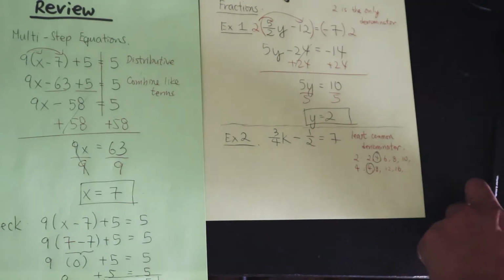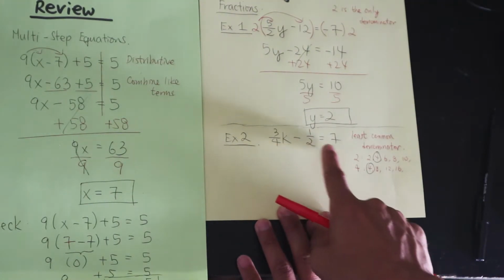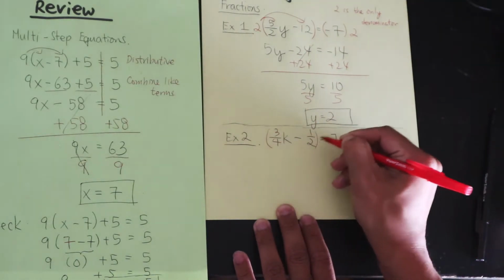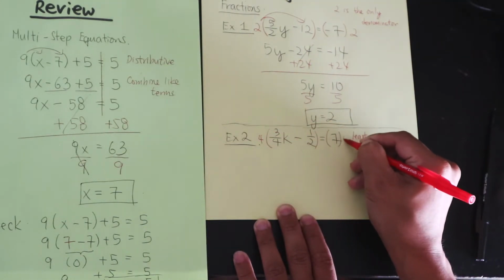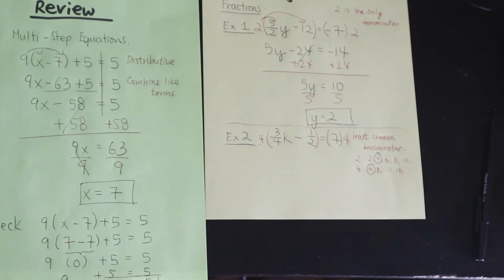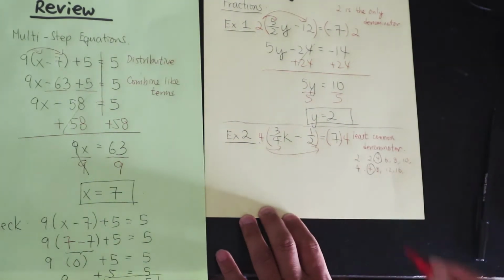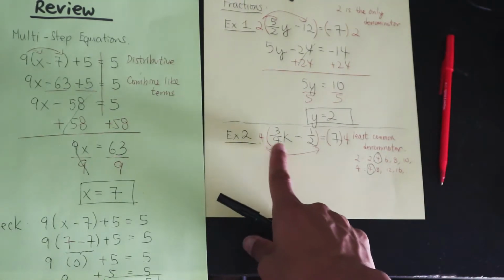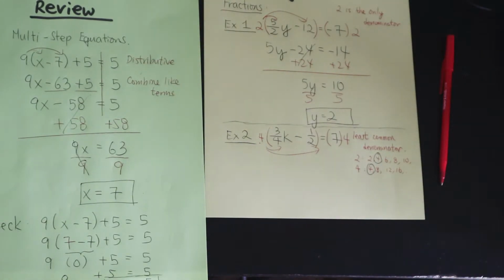So what I'm going to do is multiply both sides of the equation by 4, just like what I did in example 1. So I'm going to multiply by 4 and multiply by 4 like this, okay? Now remember, you have to distribute on the left side of the equation. And here's the bad part, you have to multiply fractions. But the good part is you can use a calculator to confirm that.